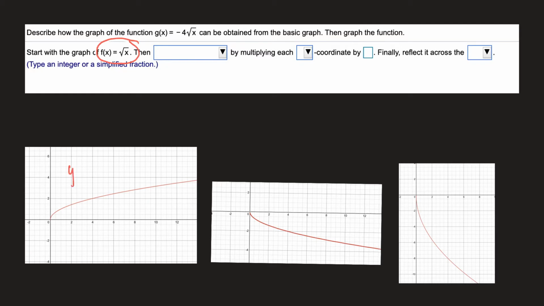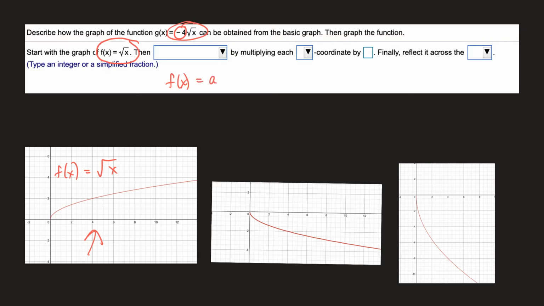Y, or I guess I'll use f of x. This is f of x is equal to root x. So they're saying, show how this graph is transformed from the base one. Okay, so both the negative and the 4, those are both in the a spot. Like the general function would look like this.